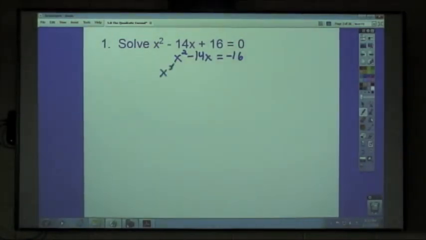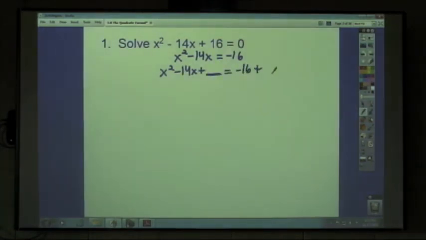Then I take the negative 14x, I look at the number in front of it, and I divide negative 14 by 2, and then I square it. So negative 14 divided by 2 is negative 7. When you square that, you get positive 49. And 49 is what I want to add to both sides. On the right-hand side of the equation, just take out your calculator if you can't do it in your head, but you take negative 16 and positive 49, you add those together, and you should get 33.